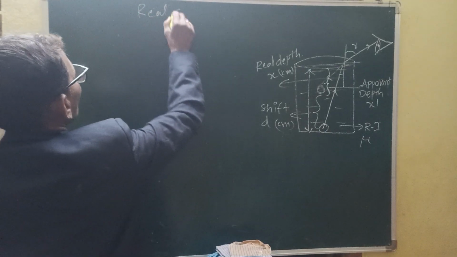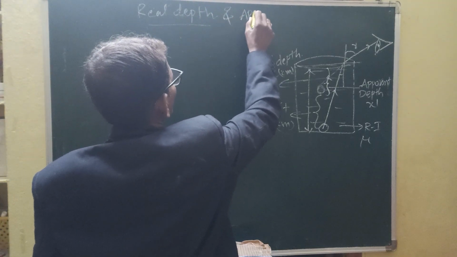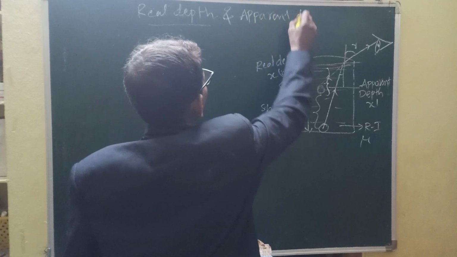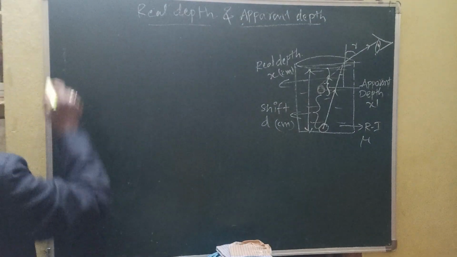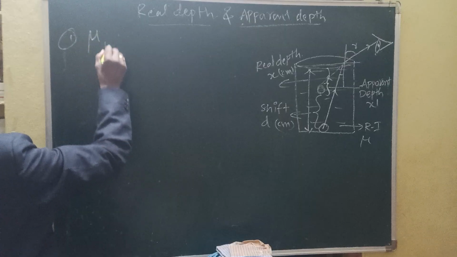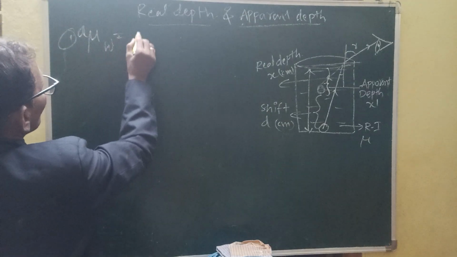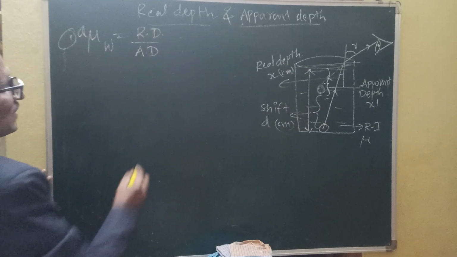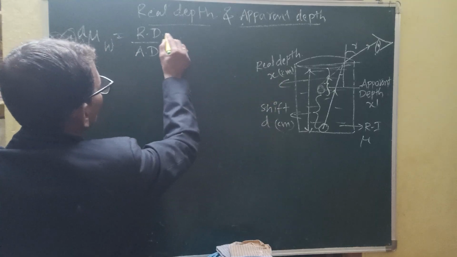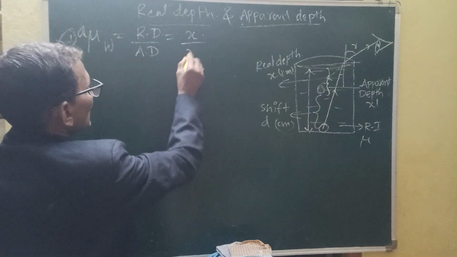Now if you take the refractive index, let me take mu as the refractive index of the water. Now we are discussing the real depth and apparent depth of the coin. The refractive index of the water with respect to the air is equal to real depth by apparent depth. What is the real depth I have taken? Real depth is x centimeter. What is the apparent depth I have taken? It is taken as x dash.